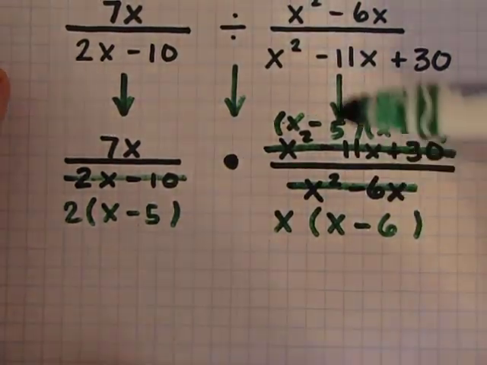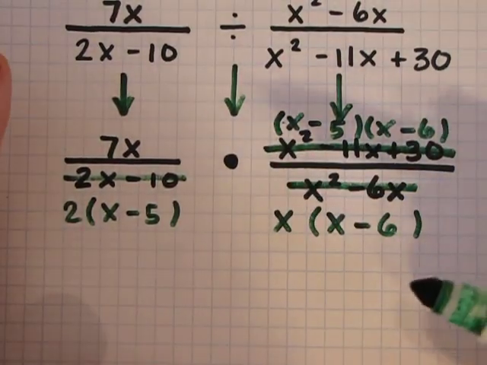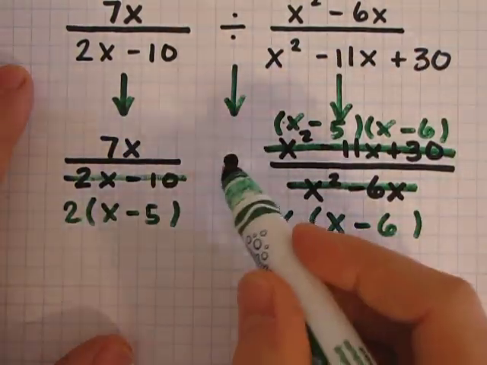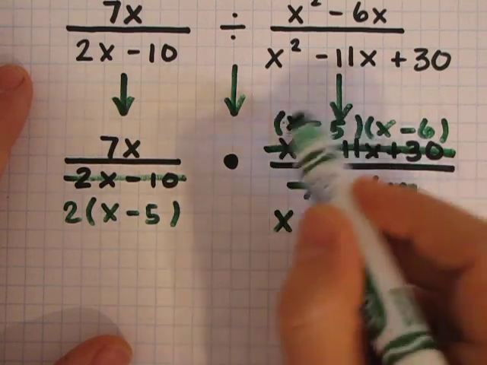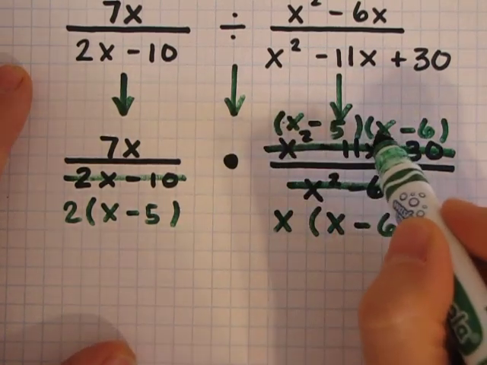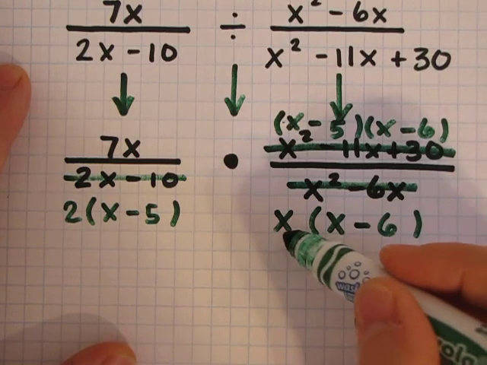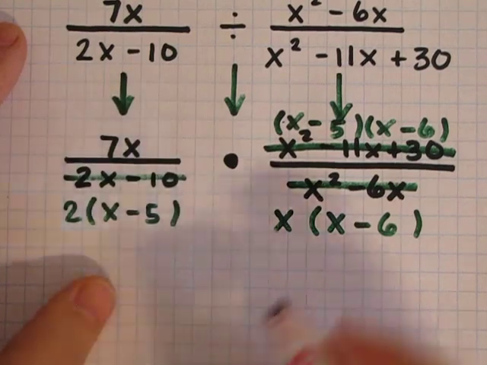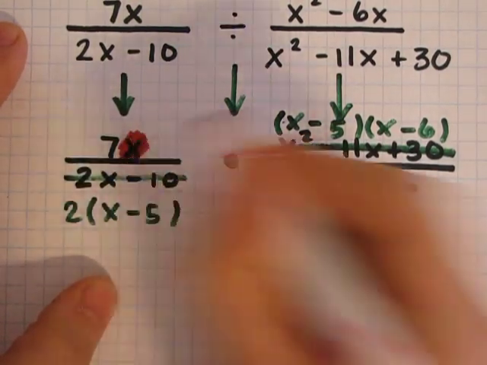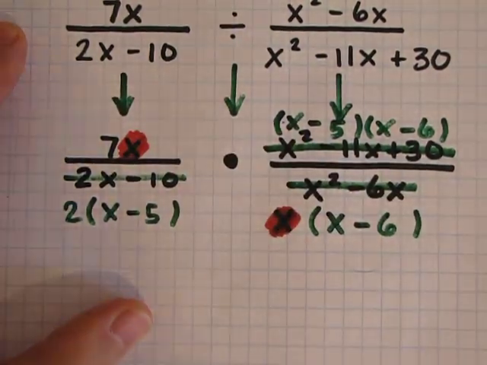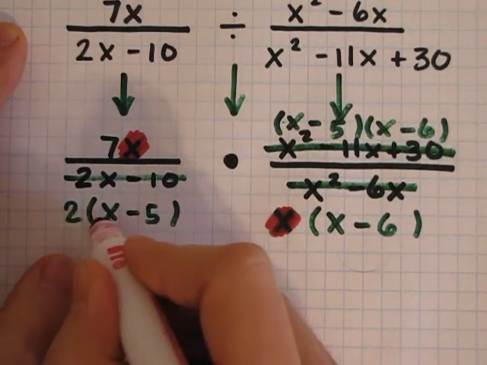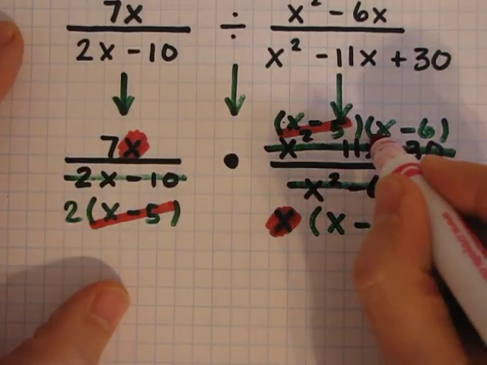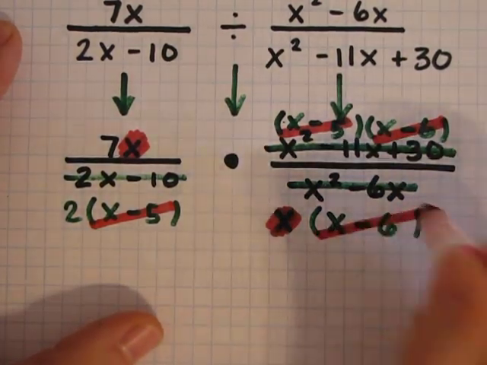So look at the expression that we have now. It's kind of messy, but we should note that we have 7x over 2 times x minus 5, times x minus 5. Ooh, that factor shows up again. Times x minus 6 over x times x minus 6. It's time to do some canceling. X cancels with x. They're gone. X minus 5 cancels with x minus 5. X minus 6 cancels with x minus 6.